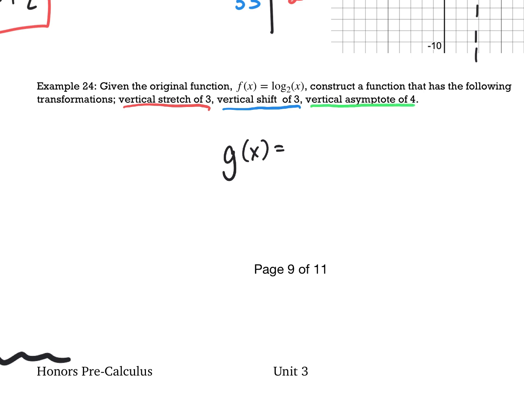Well, we know that our base function is going to be log base 2 of x. Well, if I want to move this to the right, I'm going to put a -4 in the parentheses. We've dealt with our vertical asymptote. If we want a vertical shift, that's going to be +3 on the outside. And a vertical stretch, we are going to multiply by 3. So our function here will be 3 times log base 2 of the quantity x minus 4 plus 3.